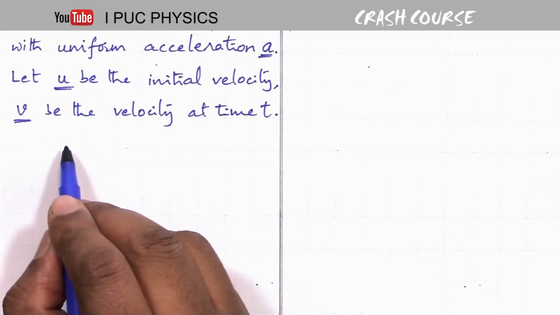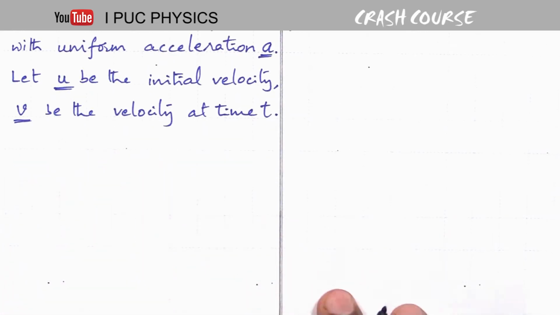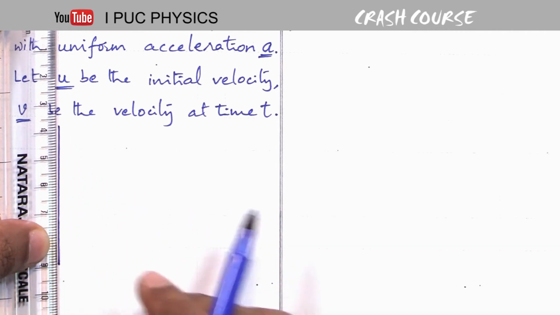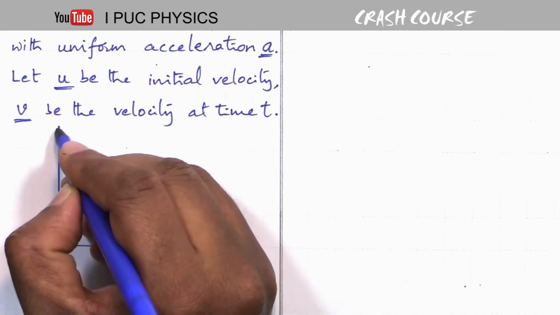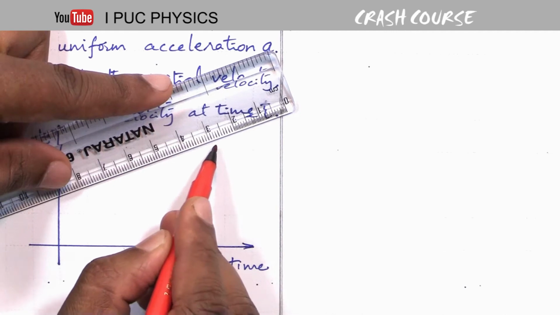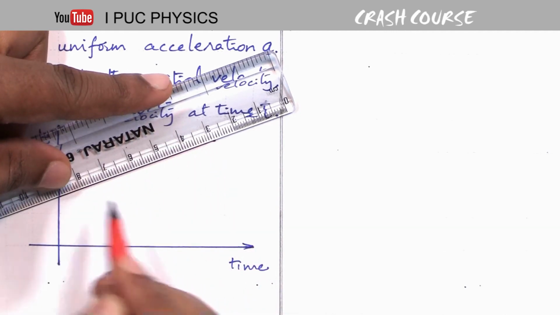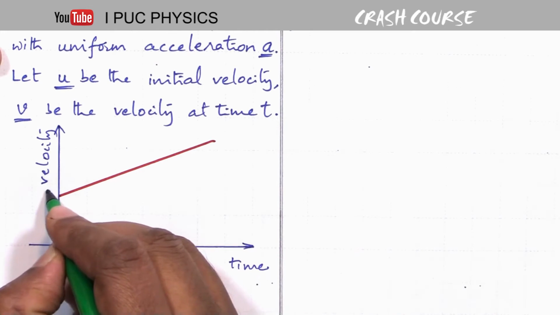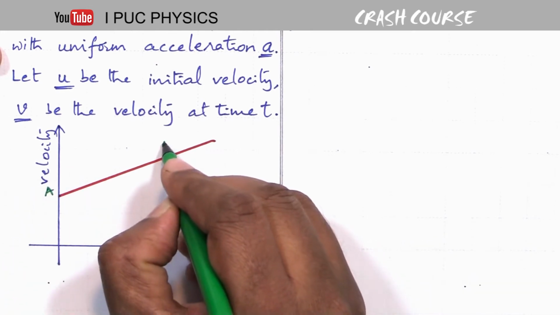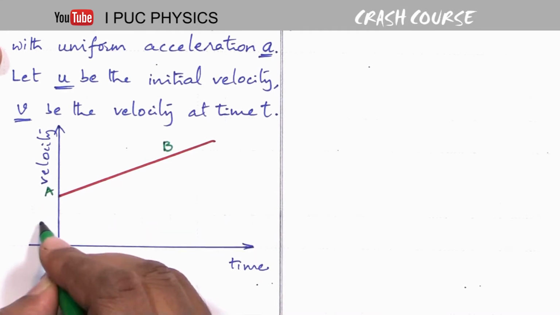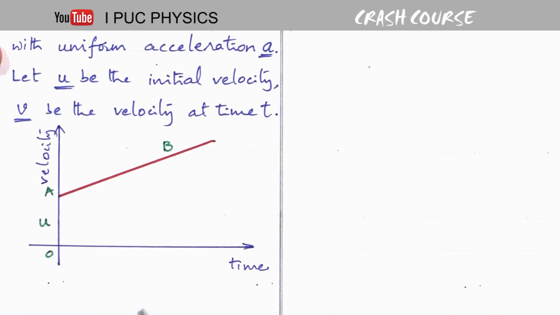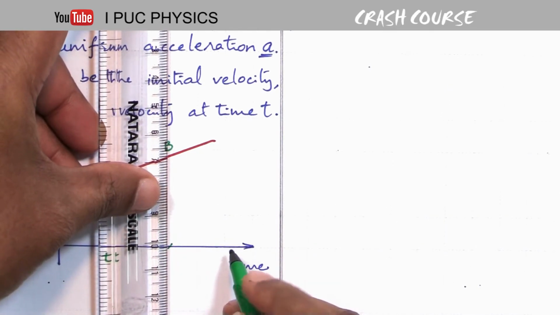Now let us draw velocity time graph. Y-axis, x-axis, time. AB is the Vt curve, OA is the initial velocity u, let this be time t. So velocity at time t is v.